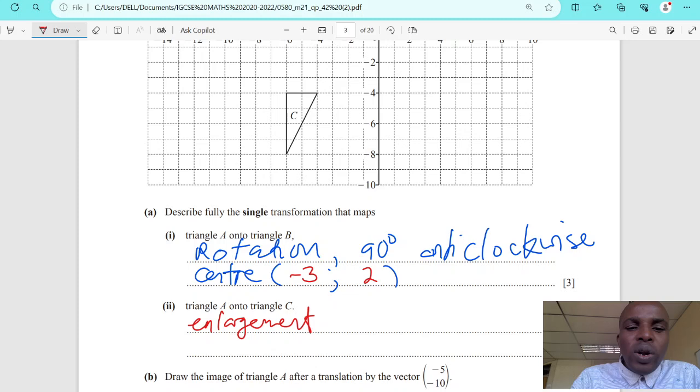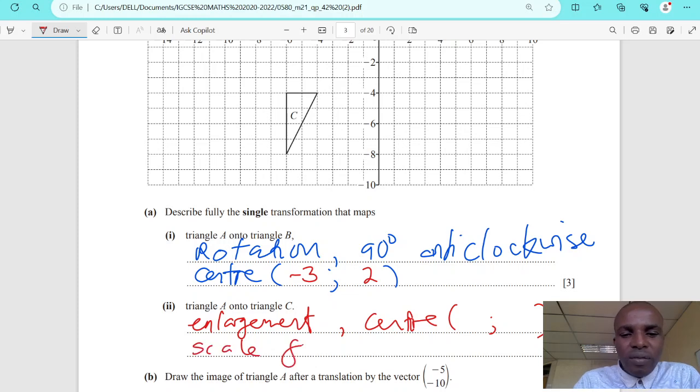Then enlargement, we want the centre of enlargement. Enlargement centre. What is the centre of enlargement? Then what will be the scale factor? Okay. So it's enlargement, centre, and scale factor.